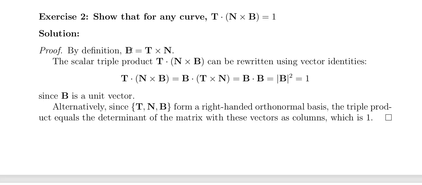For any curve, tangent into normal cross binormal, the Cartesian product of the normal and binormal should be equal to 1. Okay, like this.